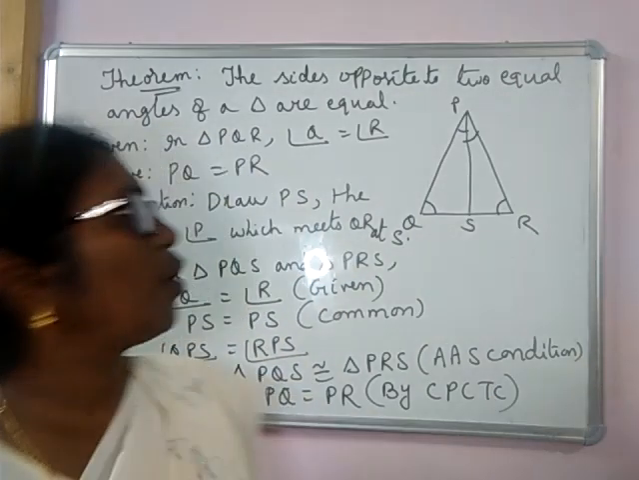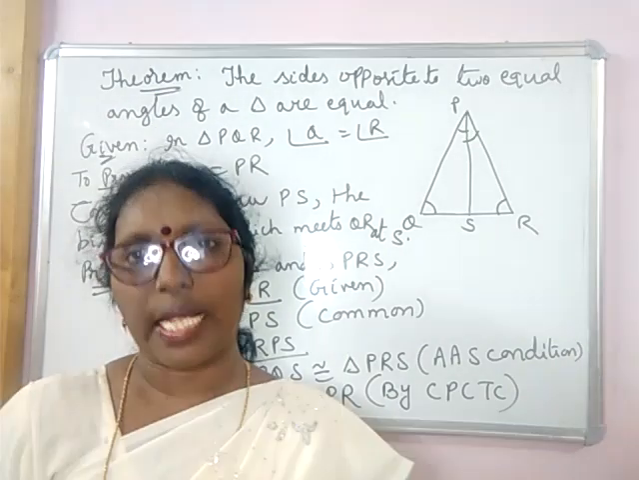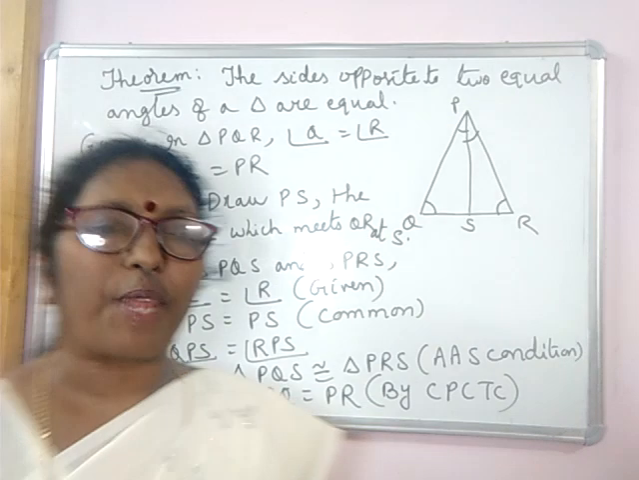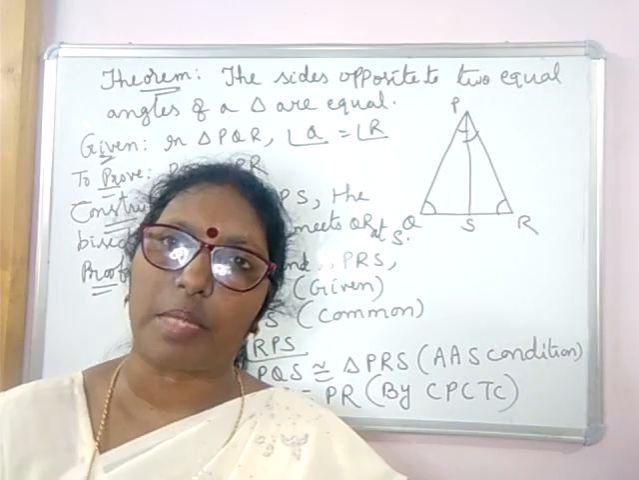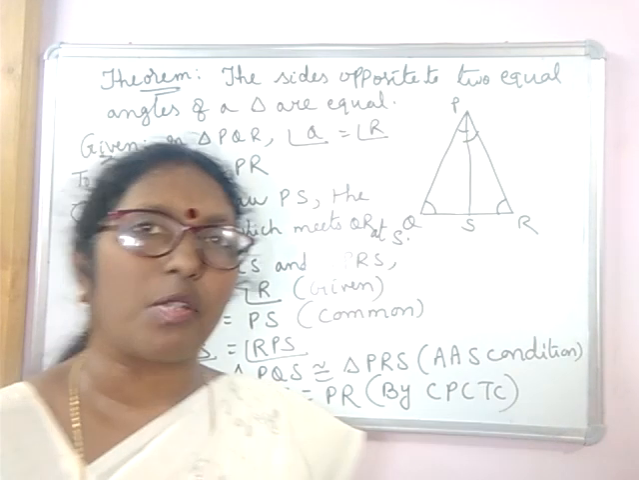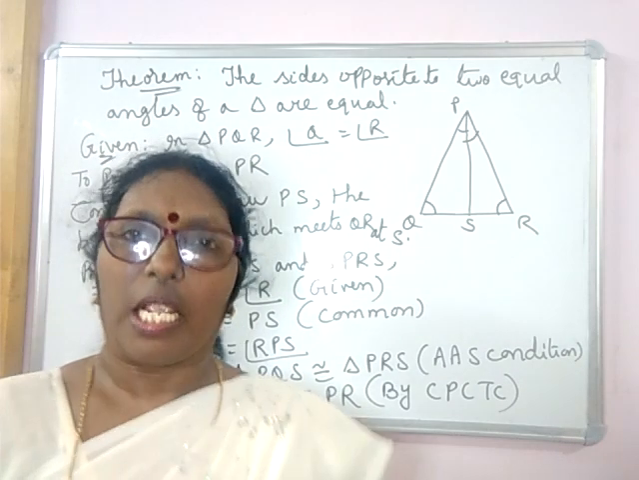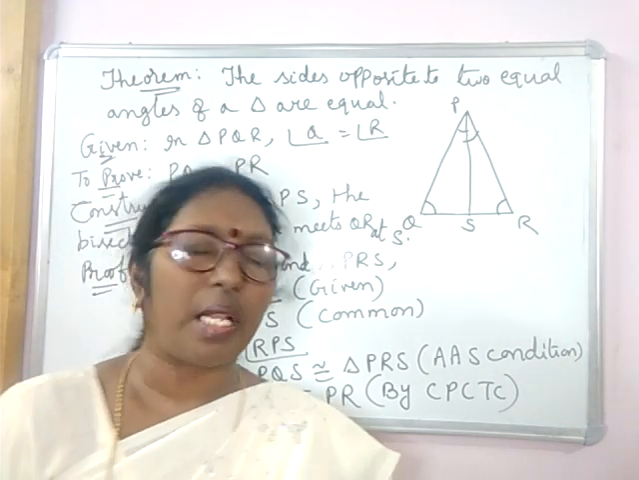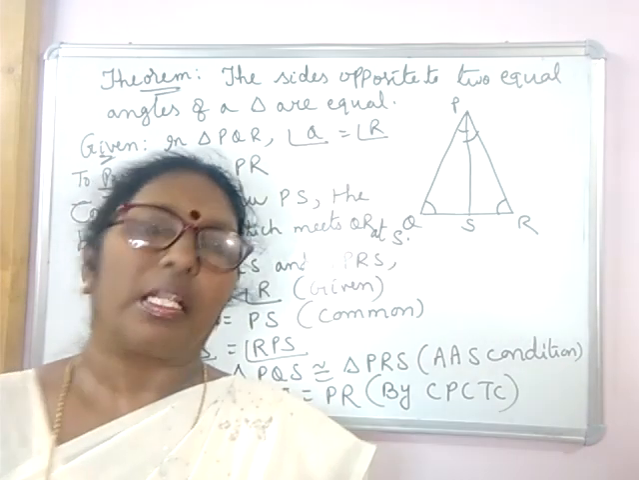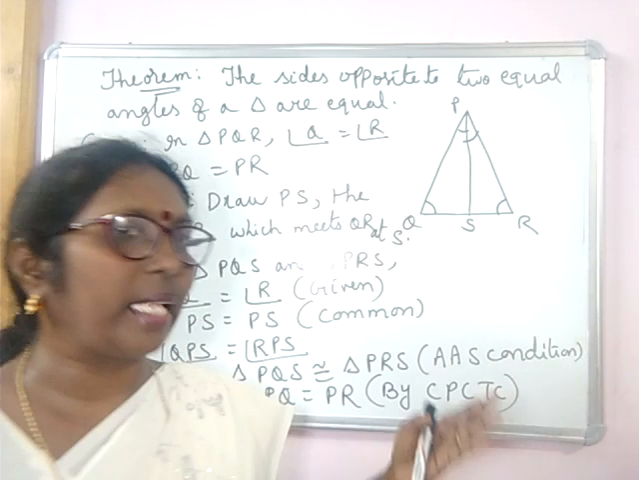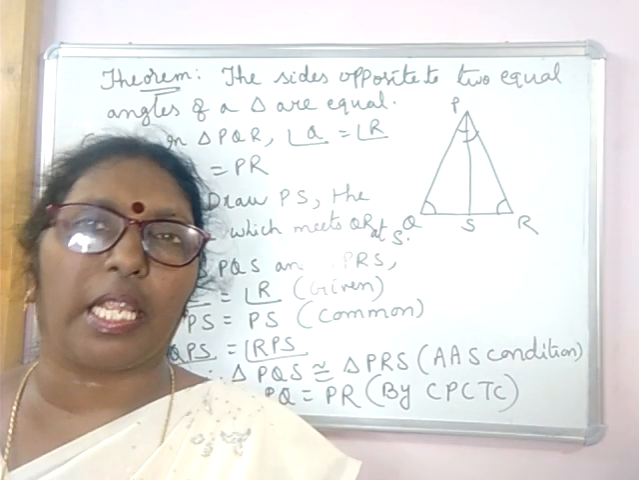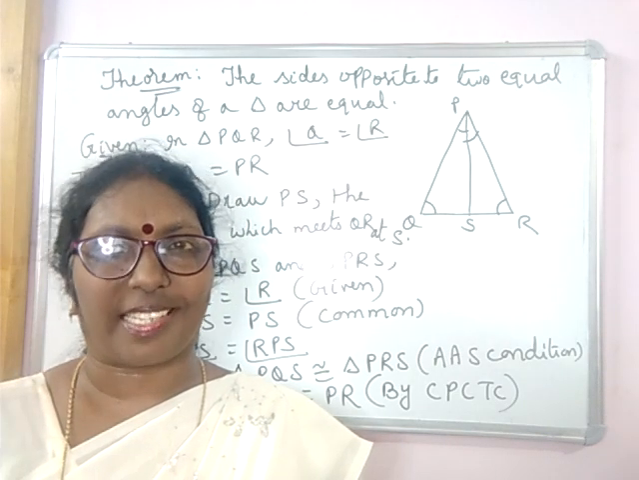I hope your concept is clear about the isosceles triangle and its properties. Sometimes when solving the sums, sides that are equal will be given to you. You have to apply this knowledge and show that if sides are equal, angles are equal. Sometimes equal angles will be given to you, and you have to show that the sides are equal. By applying this you will be able to solve any more sums, and very easily you will be able to do this exercise.